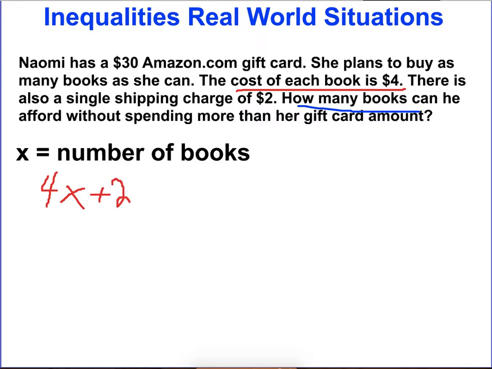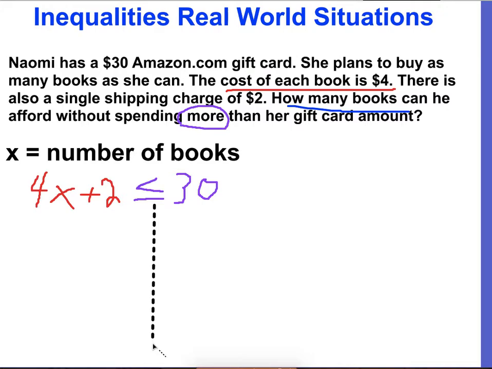All right. If this was an equation, we would just say equals 30, which is her gift card amount, but it's not an equation, it's an inequality. So how many books can she afford without spending more than her gift card amount? So she needs to spend less than 30. She can't spend more than 30. So right here is a key word. She can spend equal to or less than $30. So I want the total that I spend here to end up being less than or equal to 30. It can be equal to 30, but it can't go over because she doesn't have that much to spend.